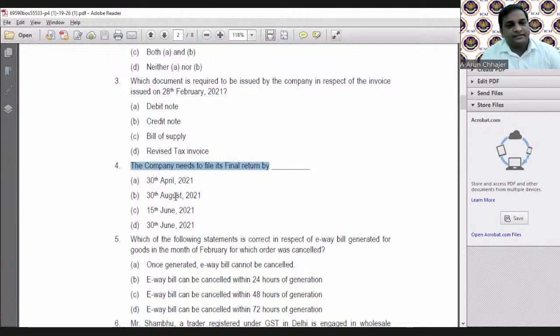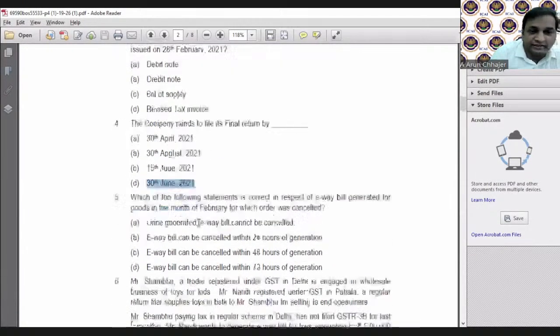The answer is they have to file within 3 months from the date of the cancellation order or effective date, whichever is later. So later would be 31st March, add 3 months, 30th June 2021.